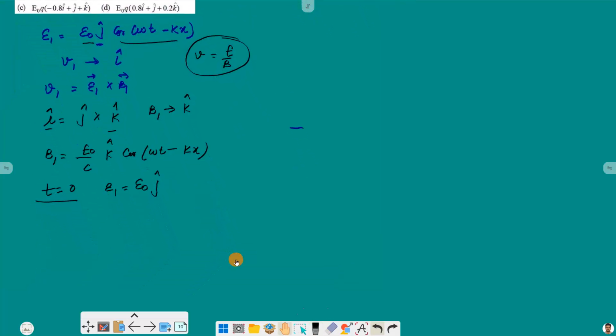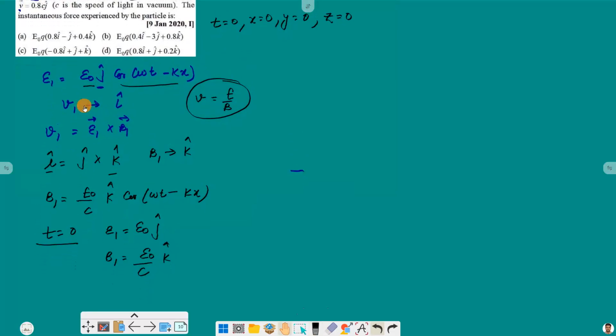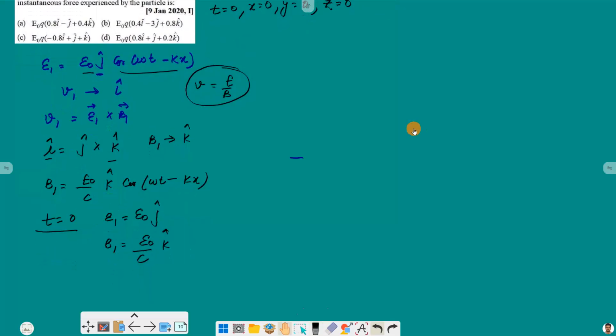So we have E1 equal to E node J, and B1 will be equal to E node by C of K, and the value of velocity is 0.8 C J. Let me write velocity here. So velocity is 0.8 c times J.